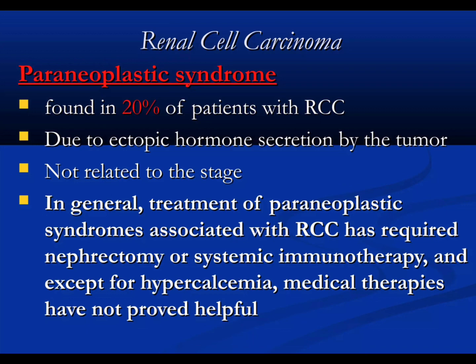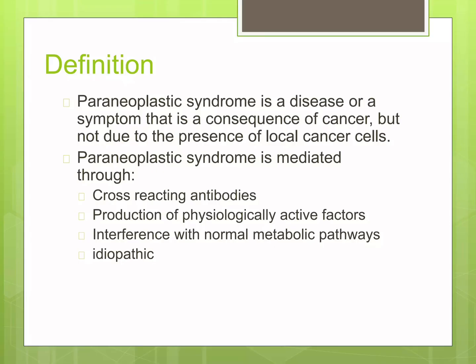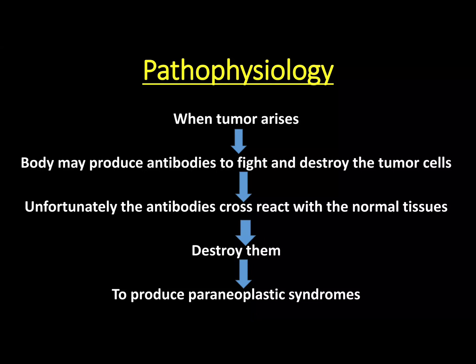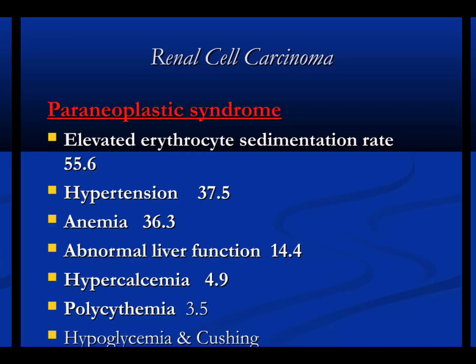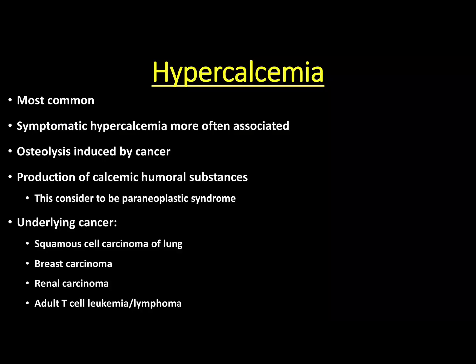The major components of the paraneoplastic syndrome in RCC include anemia, hypertension, cachexia, deranged LFTs, raised ESR, fever, glucose intolerance, hypercalcemia, and jaundice in the form of Stauffer syndrome. The most common paraneoplastic syndrome in RCC is increased ESR, followed by anemia, followed by cachexia, and followed by hypercalcemia. Now, what are the common causes of hypercalcemia?